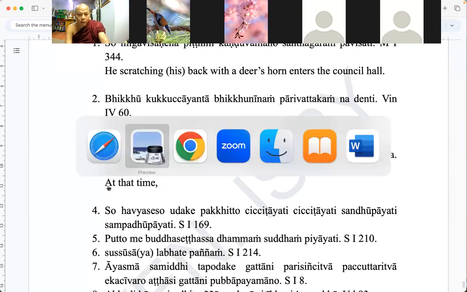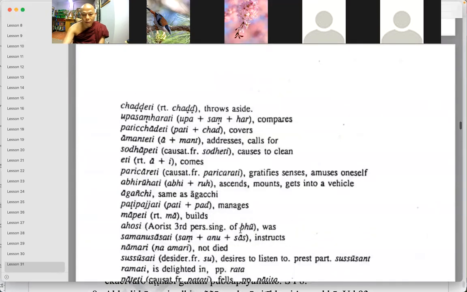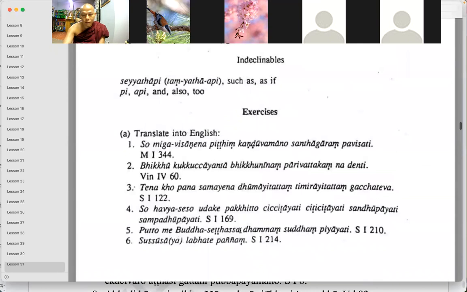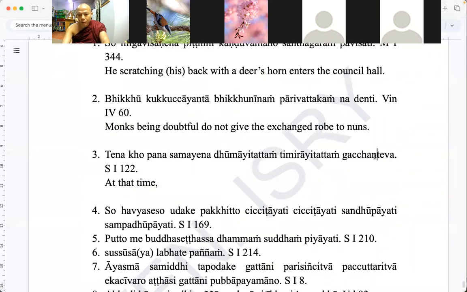"Dumai Datan, Timirai Datan, Gechanti wa." Sorry, typo mistake. "Gechati wa" means "Gechati ewa". So that means it goes. "Gechati ewa", it goes. So "Dumai Datan", it goes darkness.